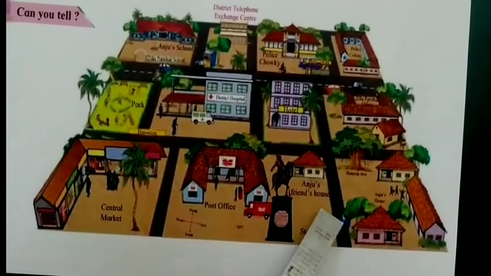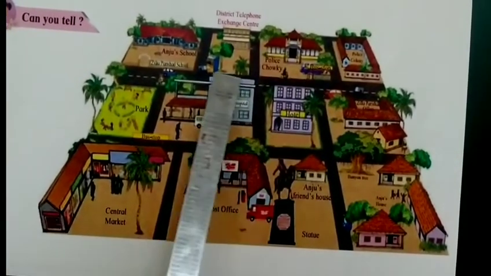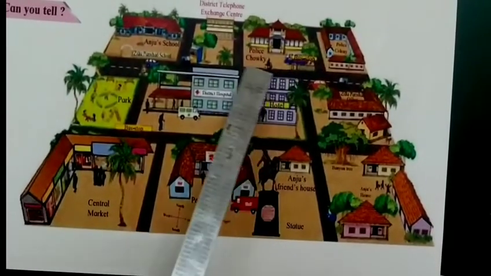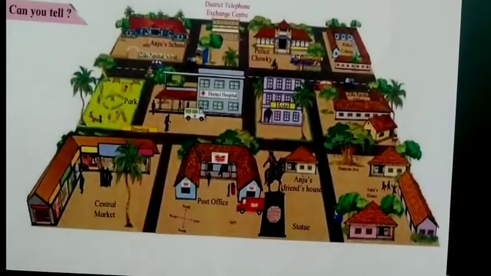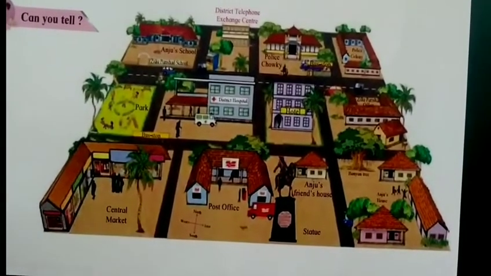Now see, this is the route from Anju's house to the school till here. This portion you will have to color. Then note the things seen on the way from the house to the school.